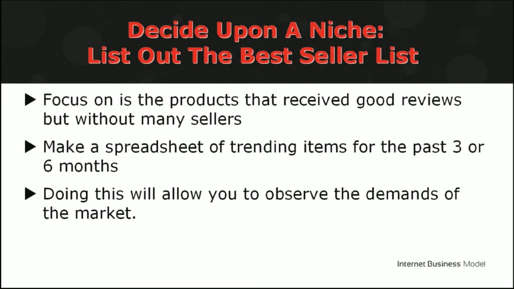What's next? Next is to look up any e-commerce website like Amazon and eBay and search for its bestseller list. Focus on products with good reviews but with few sellers. This gives you fewer competitors, which means better opportunity to make sales. Make a spreadsheet of trending items in the last 3 to 6 months to understand market demands.